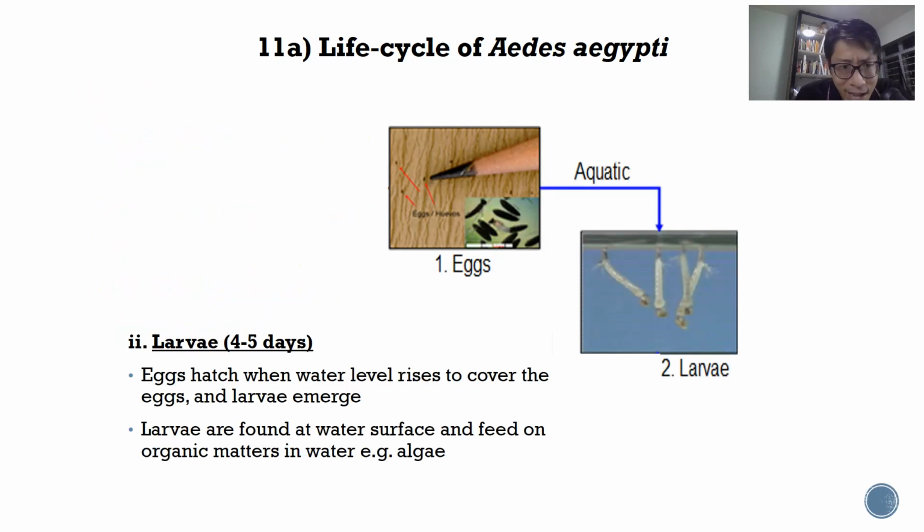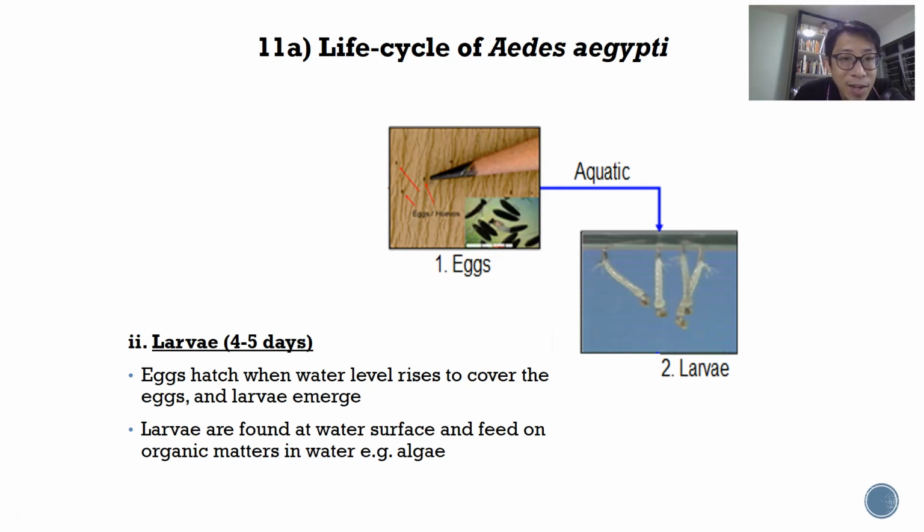Then once the eggs hatch, there will be the larvae, which stay at the surface of the water because they still breathe air. They don't breathe dissolved air in the water. There's a tube-like structure in the body that breathes in air above the water. So you do see them if you look at the water. You can actually see the larvae moving around.